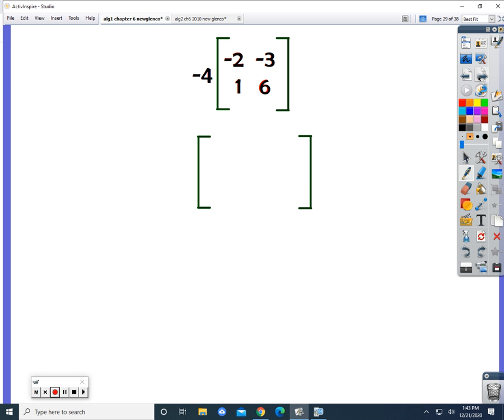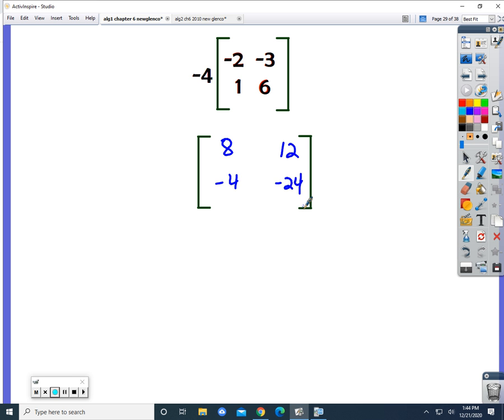We also do what's called scalar multiplication. It sounds bad, but it's really an easy problem. It reminds me of distributing. You see this -4 out here in the front? That's called the scalar multiplication. What they want you to do is take -4 and multiply each of these items by that -4. It's really easy. So that's a +8, +12, -4, -24.